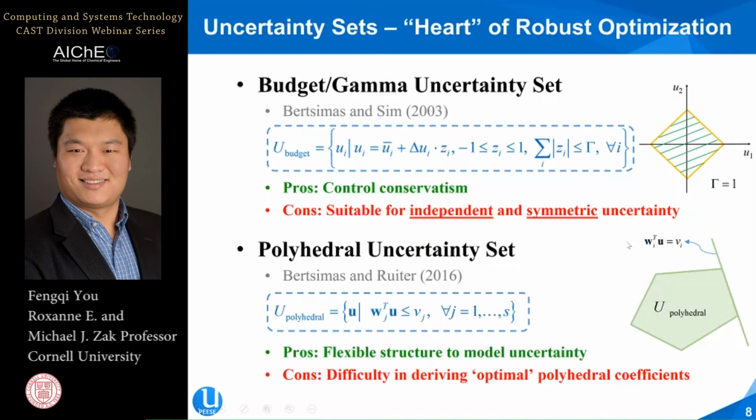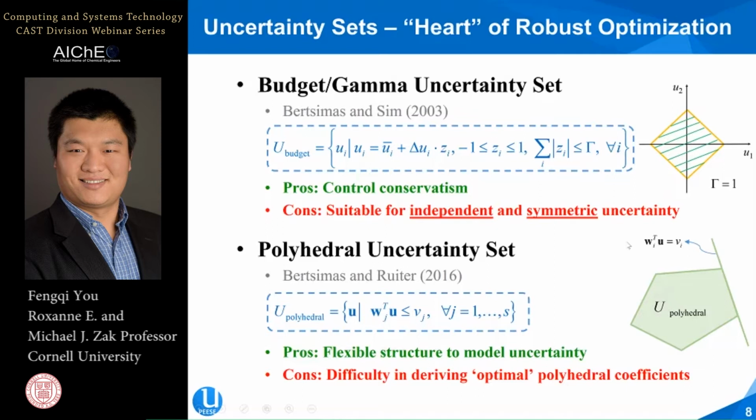And this sounds interesting and promising, but there's always a challenge. How can we derive the right or optimal polyhedral coefficients? For some of you that are familiar with integer programming, you probably understand the complexity of deriving a convex hull given a set of integer variables.